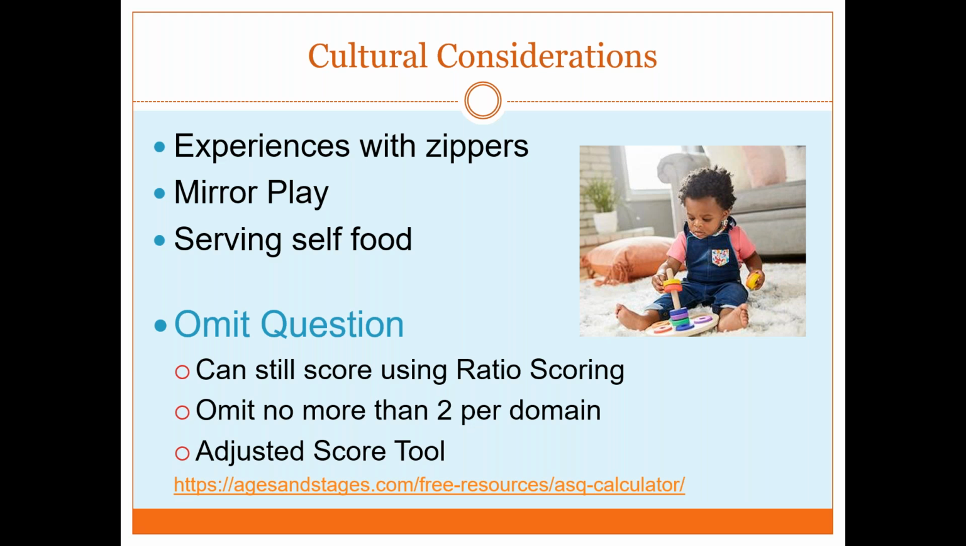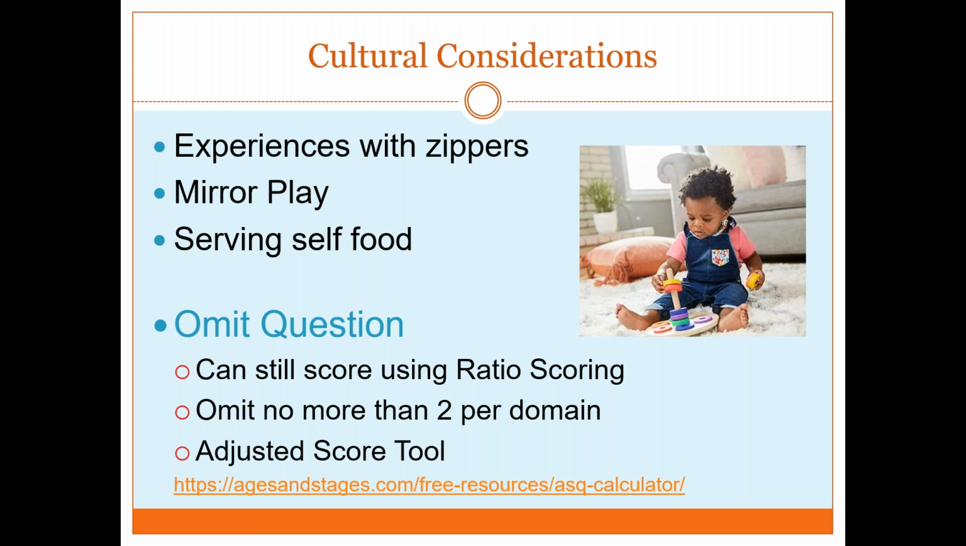And when you omit the question, you can still score that domain by what is called ratio scoring. In ratio scoring, the average of the other questions in that domain is added to the total score to take the place of the skipped item. If any domain has 2 or more skipped questions, then that domain cannot be calculated by ratio scoring. So ratio scoring is an option when you omit a question or 2. But if you omit more than 2 questions in any domain, don't score. 3 or more questions omitted, do not score.